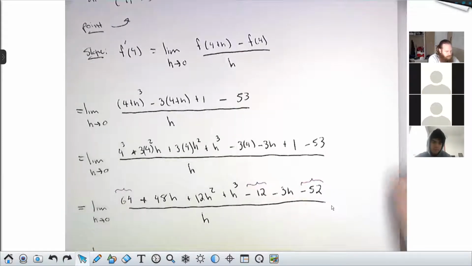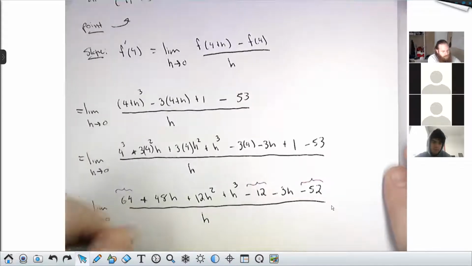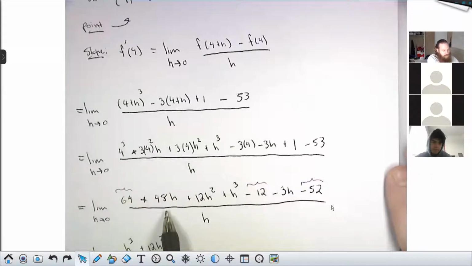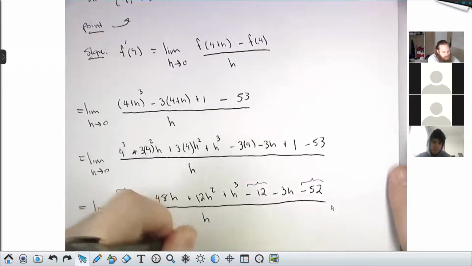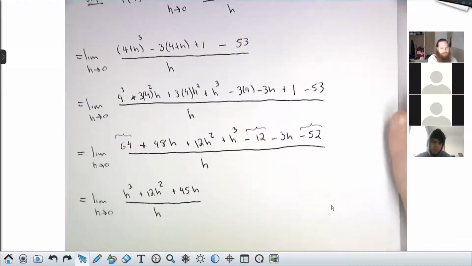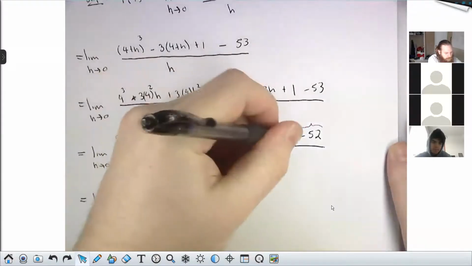Now let's see, what can I combine among the things that are left? I have an h cubed, just one of those. I have a 12h squared. I have a plus 48h and a minus 3h. That'll give me a plus 45h. And that's everybody, right? All that is over h. So those terms combined, and this term combined with this term.